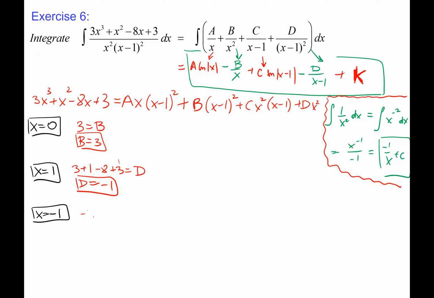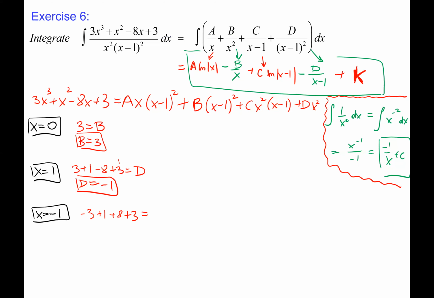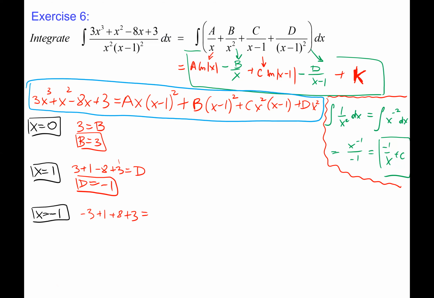Okay, maybe negative 1, because I have to really pick the simplest value. Negative 3 plus 1 plus 8 plus 3, that's the numbers when I substitute negative 1 on the left-hand side. And now we have to be really careful. You can watch what I'm doing. I am substituting negative 1 to our blue box. You remember the blue box. You may help me or you may correct me, but let's try.